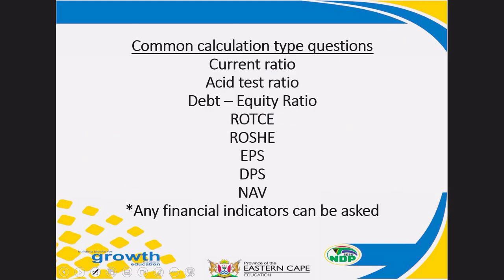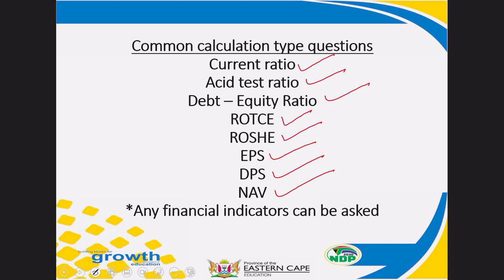Also, the common type of calculations when it comes to financial indicators, you see things such as current ratio, asset-based ratio, debt equity ratio, the ROTCE or the return on total capital employed, the return on shareholders' equity, the earnings per share, dividends per share, net asset value per share.